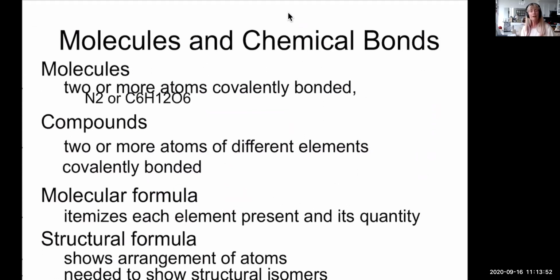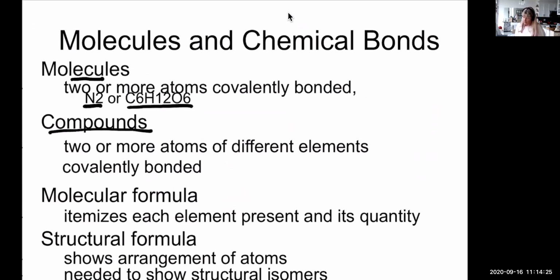And we're going to cover free radicals again a little bit later on. Molecules and chemical bonds. A molecule is a structure with two or more atoms covalently bonded. N2 is a molecule of two of the same atoms. C6H12O6, that's sugar, glucose, that is a molecule of different atoms.